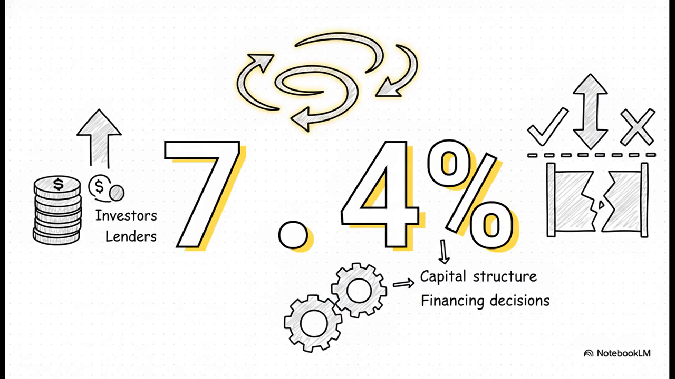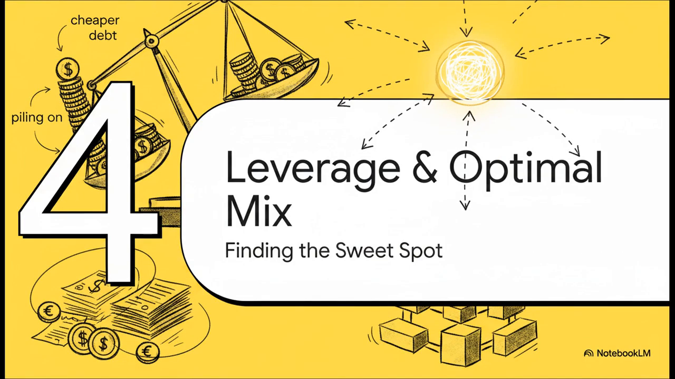This company has to earn at least a 7.4% return on its investments just to keep all its capital providers, both its lenders and its shareholders, happy. Any project that can't clear that hurdle gets rejected. Period. So now that we get WACC, let's play with it a little.